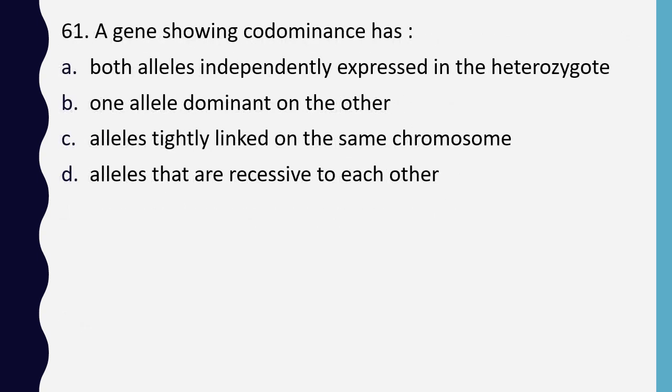Question number 61. A gene showing codominance has: both alleles independently expressed in heterozygotes; one allele dominant over the other; alleles tightly linked on the same chromosome; alleles that are recessive to each other. Genes showing codominance are. Correct answer is option A. Both the alleles are independently expressed in a heterozygote.